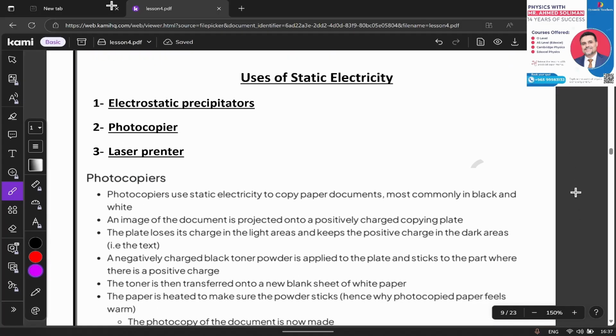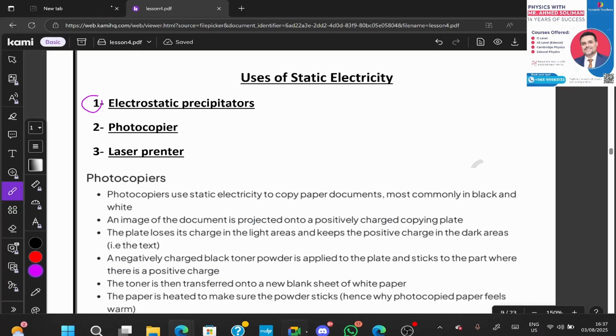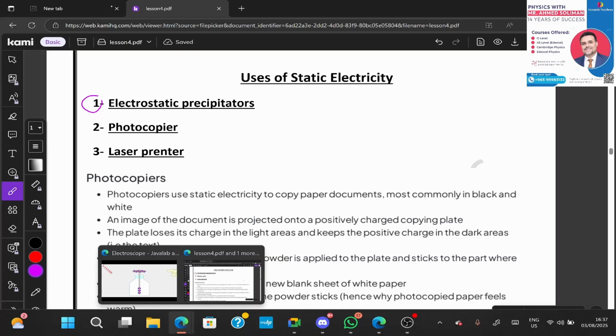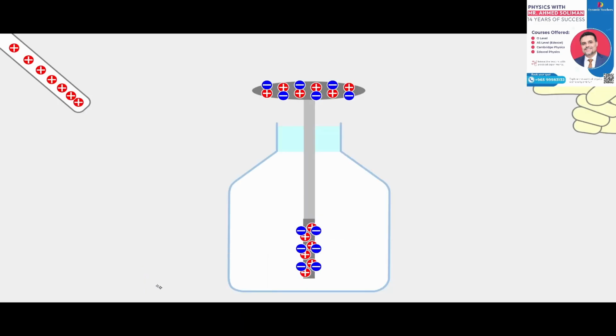Now the next is the use of static electricity. How can we use static electricity in our life? The first one is electrostatic precipitators. It's a type of filter, so we can see how it works. We can see how the precipitator works.